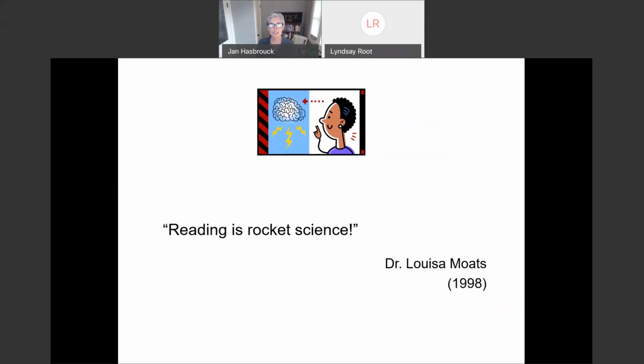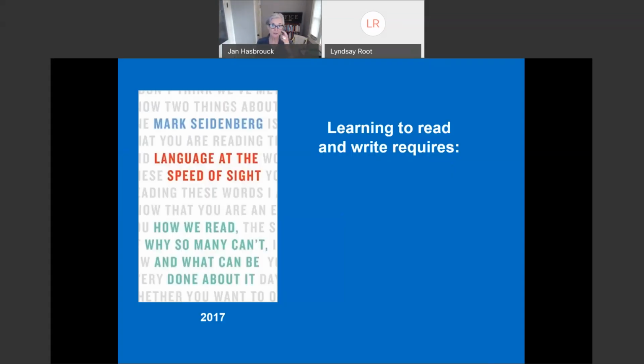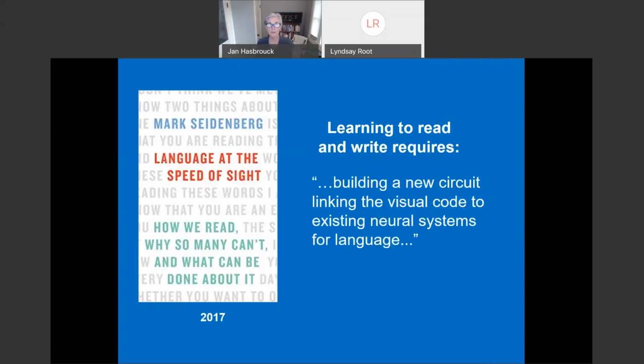And it is complicated stuff. Louisa Moats has been saying this to us for a long time. Reading is rocket science. It's not a simple thing because we're talking about rewiring the brain. The more we know about this, the more we know that Dr. Moats was completely correct, that it's very complicated.